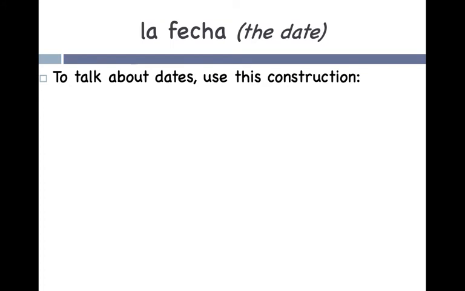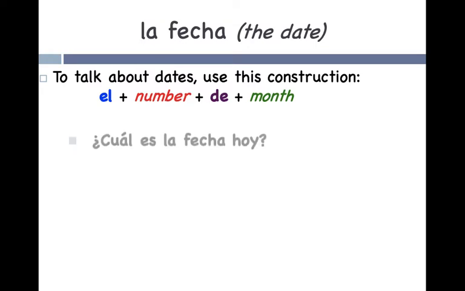To talk about dates, use this construction. El plus number plus day plus month. So how many parts are there for saying the date in Spanish? You're right, 4 parts. The number of month.